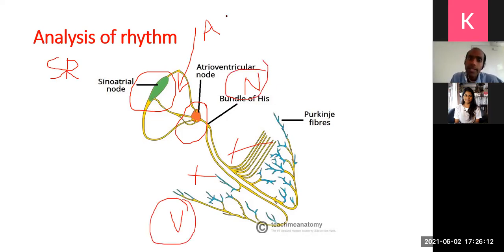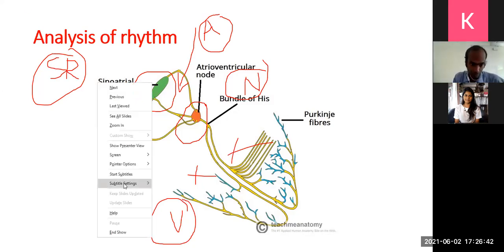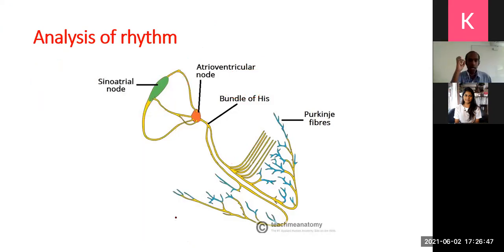So there are 4 types of rhythm. When the predominant activity is in the sinus node, it is a sinus rhythm. When it is in the atrium, it is an atrial rhythm. When it is in or around the node, it is a nodal rhythm. And when it is in the ventricle, it is a ventricular rhythm. So these are the various types of cardiac rhythms that we see in practice. All right, so just grasp that.